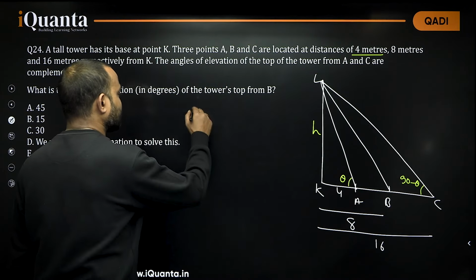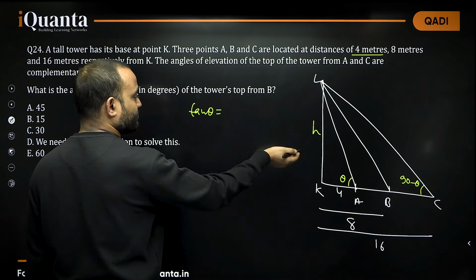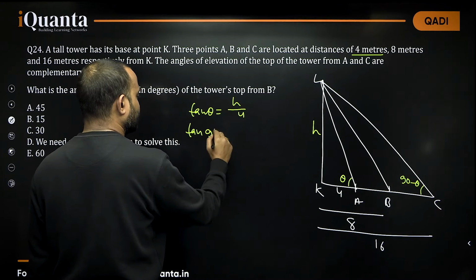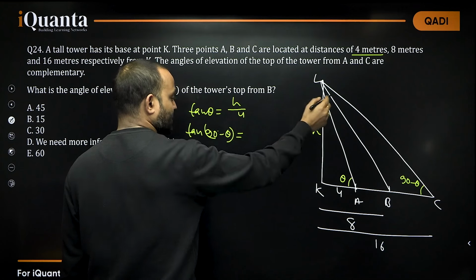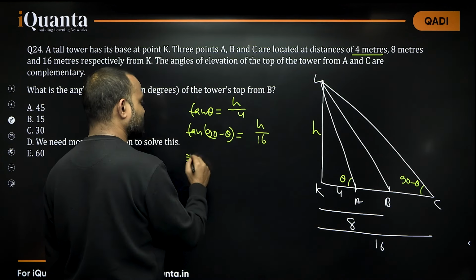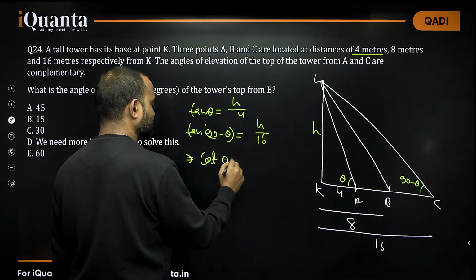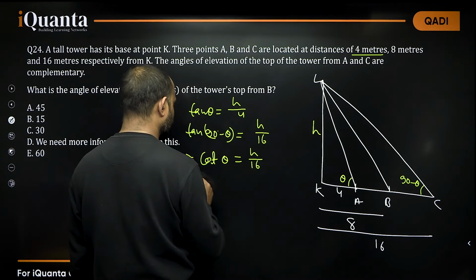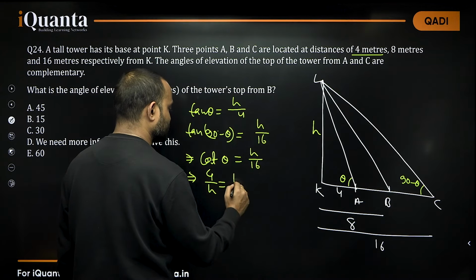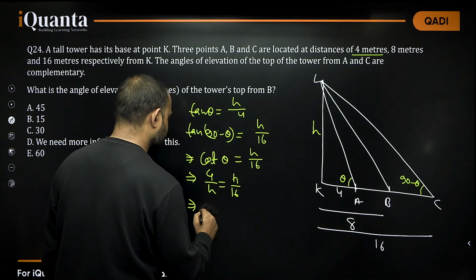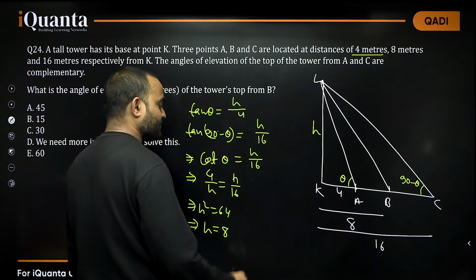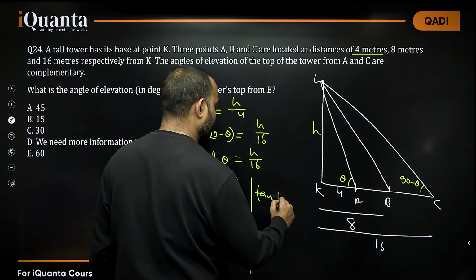What can we say? Tan theta is perpendicular upon base, which is h upon 4. And what will be tan of 90 degrees minus theta? This will be angle C basically, so h upon 16. What is tan of 90 degrees minus theta? That is nothing but cot theta, which is h upon 16. Cot theta is nothing but 1 by tan theta, so we can put 4 by h here. 4 by h is h upon 16, or h square is equal to 64, or we can say h is equal to 8.